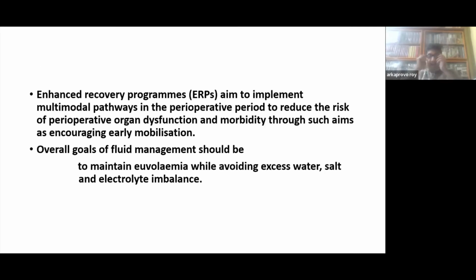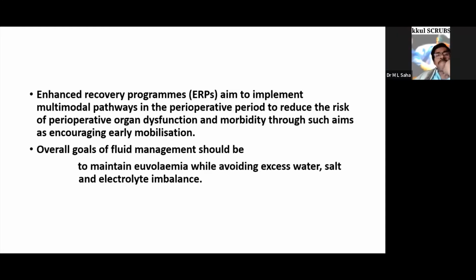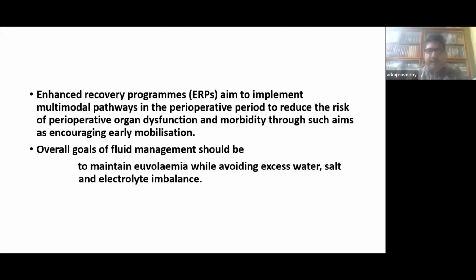With this, we have to note some important points which have come up in different studies, and ultimately it has been accumulated and jotted down in one particular framework, that enhanced recovery programs aim to implement multimodal pathways in the perioperative period to reduce the risk of perioperative organ dysfunction and morbidity through such aims as encouraging early mobilization. Overall goal of fluid management should be to maintain euvolemia while avoiding excess water, salt, and electrolyte imbalance.